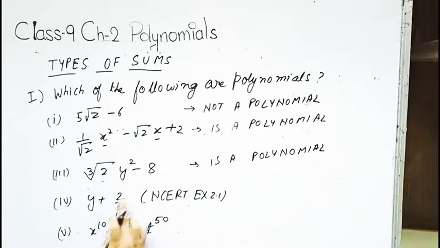The next example, y plus 2 by y. Over here the power of the variable y is 1, but over here the power of the variable y is minus 1. We have to consider it in the numerator. So the power of the variable y over here is minus 1, therefore it is not a whole number. I mean the power of this y is not a whole number, therefore it is not a polynomial. This question has been taken from exercise 2.1 NCERT.